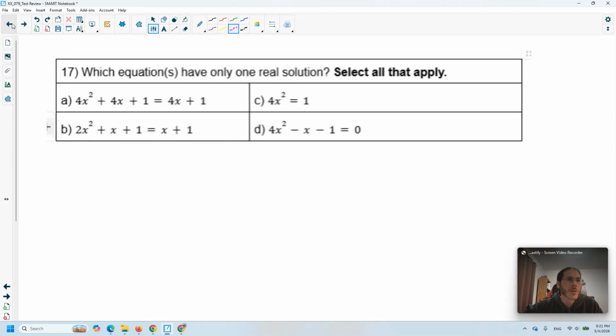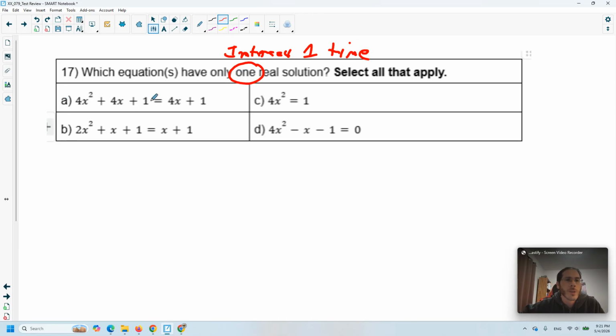And I think this is the last one. Which equation has only one real solution? Select all that apply. All right, so what we need to do is graph them, and we want to see we have one real solution. So that means that we want to intersect one time. So that's the plan.